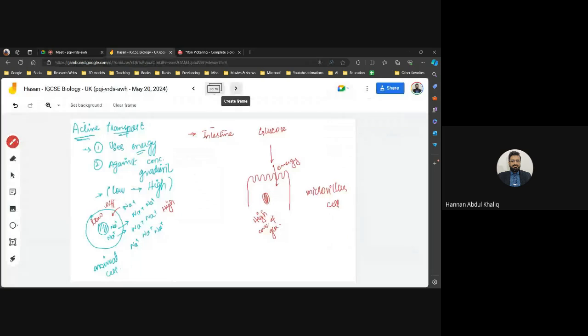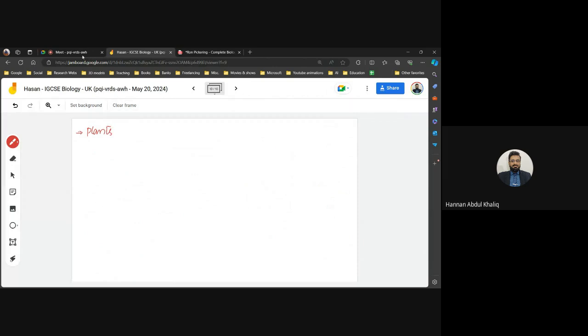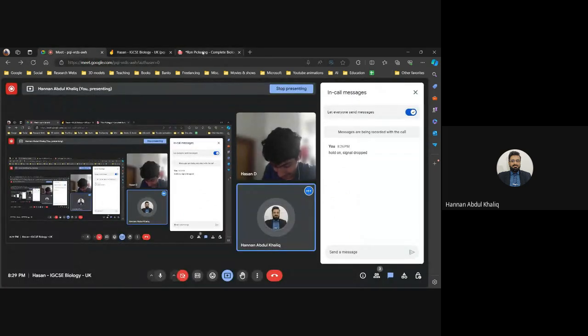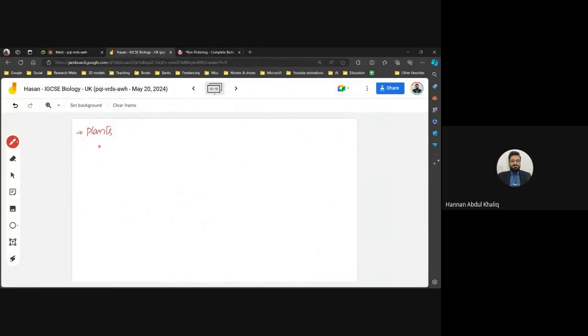The second example that we can study is the plants. In the plants, the same phenomenon occurs in the root hair cells. In the root hair cells, we have many modifications. This question often comes up: what are the adaptations of root hair cells? The root hair cells have a very thin cell wall, extended cytoplasm, a large vacuole, and many mitochondria.